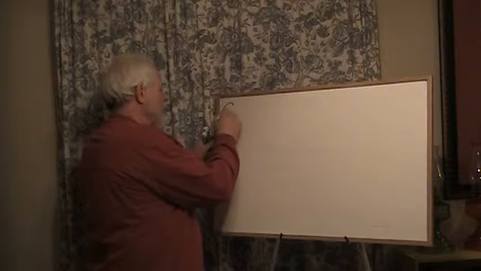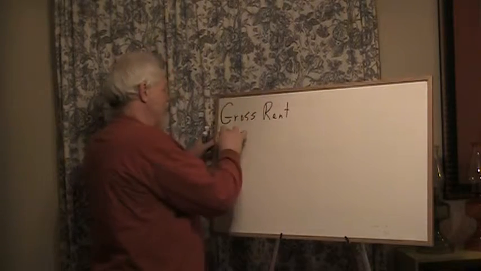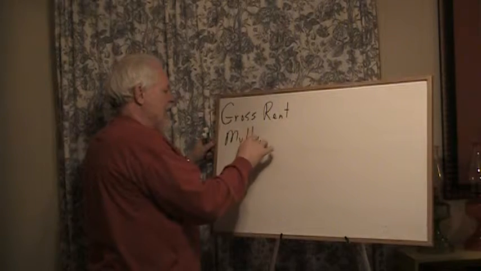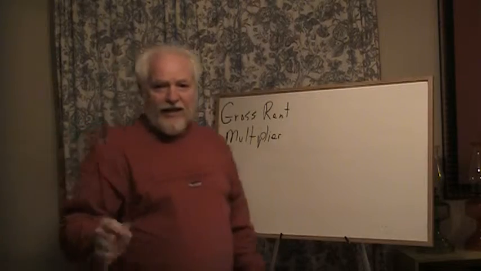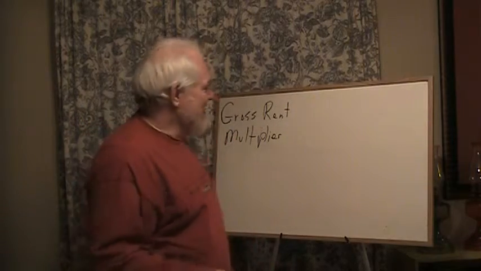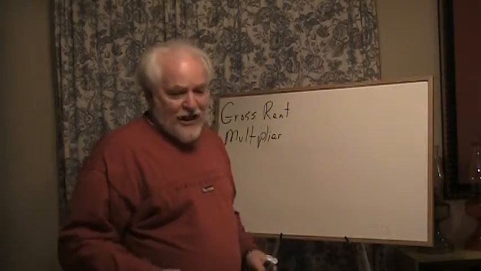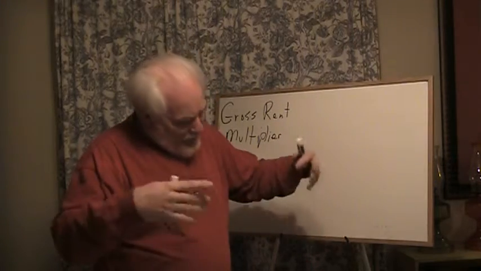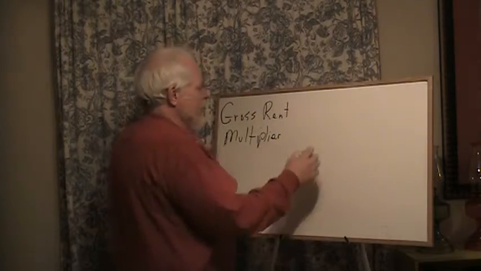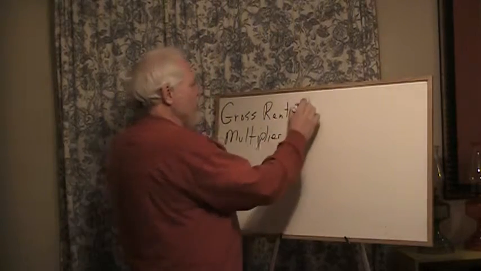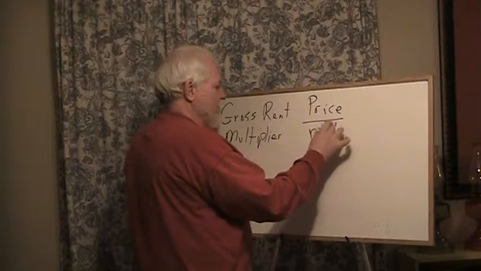But gross rent multiplier. Y'all remember that? Now, gross rent multiplier, this is basically a little rule of thumb that we use in appraising. It's not deadly accurate, it's just kind of a general thing. But it's just a ratio between the price and the rent.